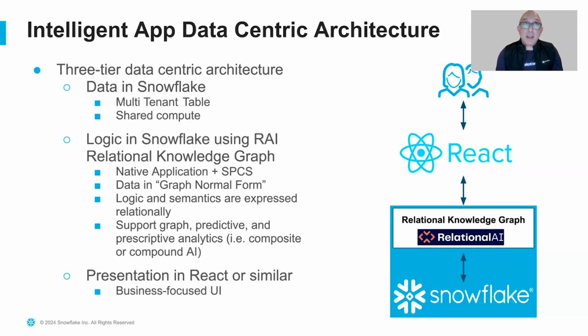And then, of course, to make it possible to support intelligent applications, this relational knowledge graph supports graph analytics, predictive analytics, prescriptive analytics, what is often called composite or compound AI these days. And of course, the presentation layer can still be developed using JavaScript and the traditional technologies for developing a user interface. So with that, I'm going to hand over to my colleague, Jay, who's going to walk us through a concrete example and show us a lot of code about how you can do this. Jay, over to you.